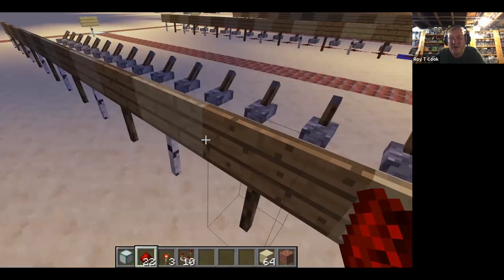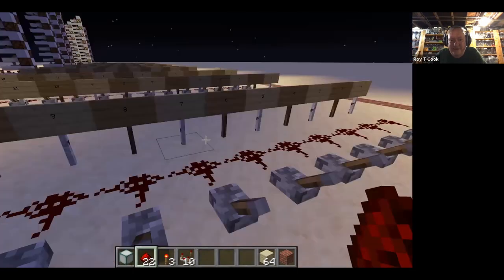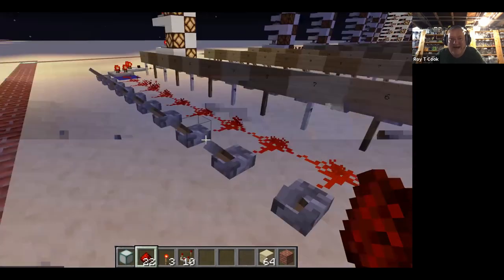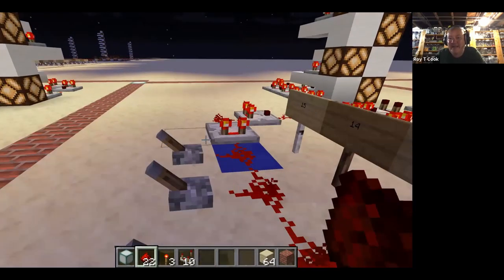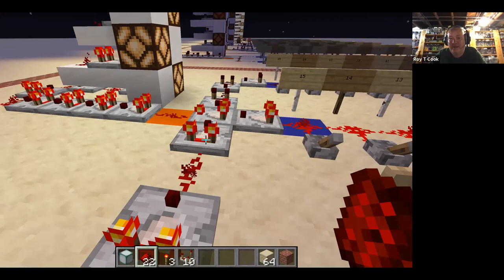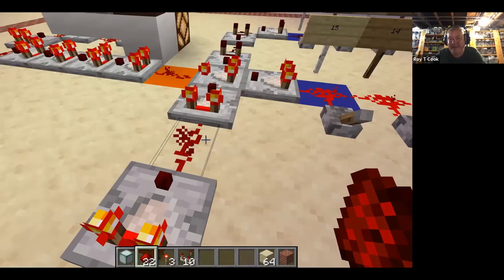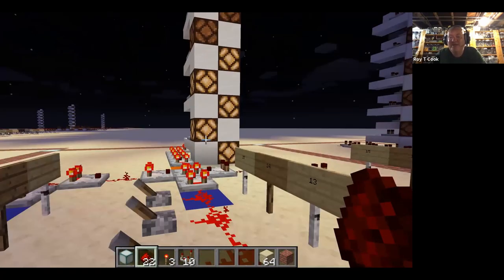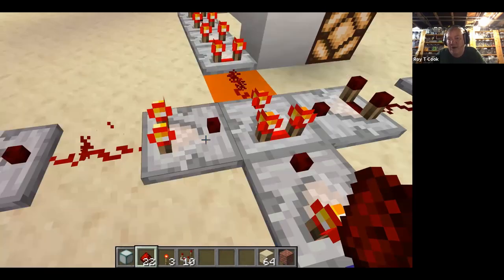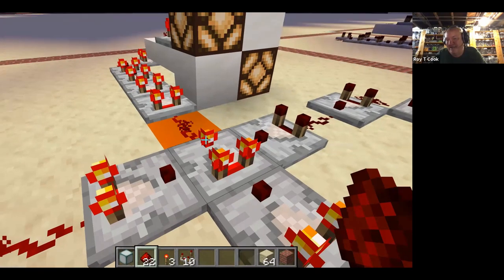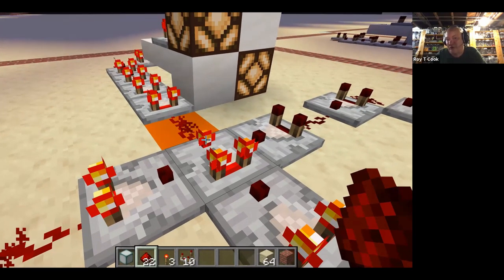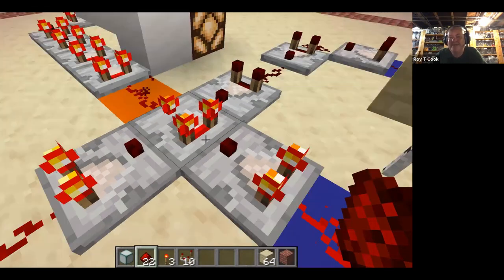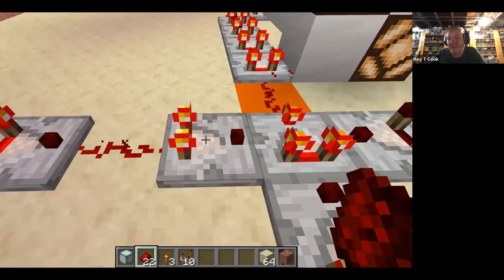But then let's go down here and flip 5. So this side input is now sending a current of 5 into the side. So we've got 10 coming in the back, 5 coming in the side. What do we get? We get an output of 5. The reason for that is the function the comparator computes if this little light is on is the subtraction function. It takes the main input from the back and subtracts the side input.